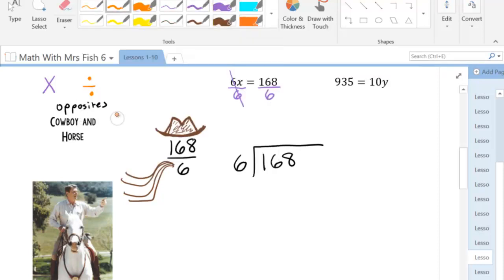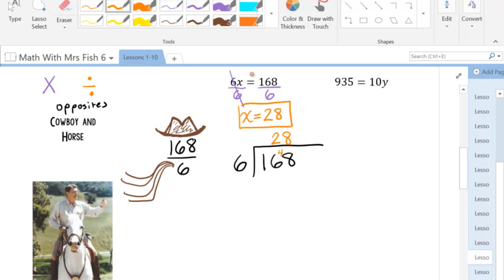We're going to do short division. And I want to point out also, my goal is to get kids to where they don't even have to write it out like this. They can just do it in their heads. 6 goes into 16 twice. That's 12, so when we subtract, we're going to get 4. 6 goes into 48 8 times. X equals 28. Boom. Done.